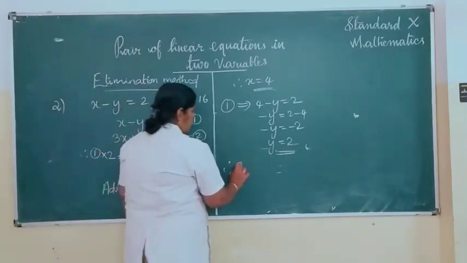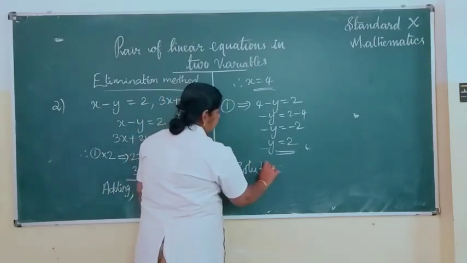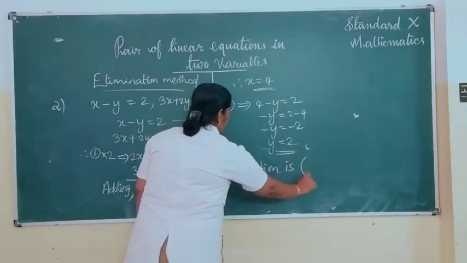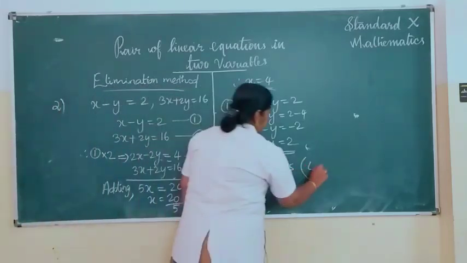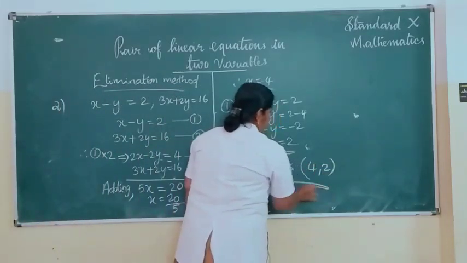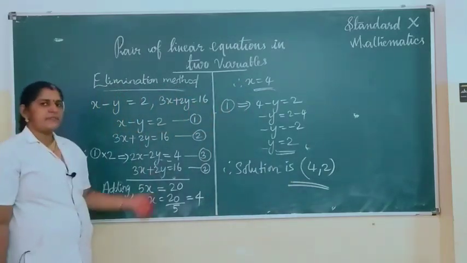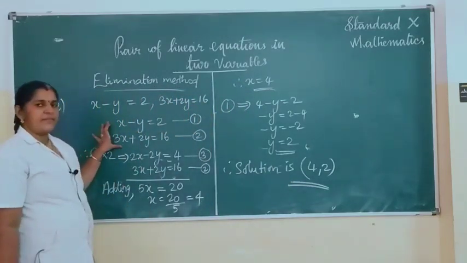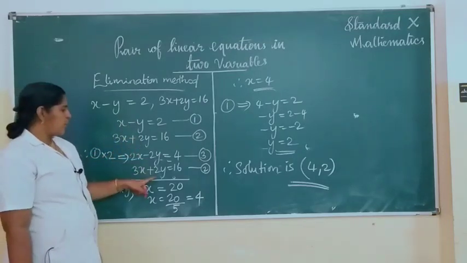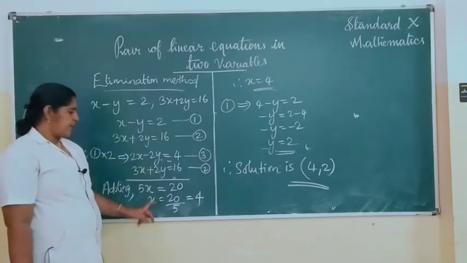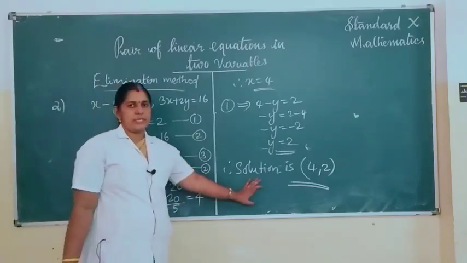So you can write the solution. Solution is, first you write the x value, x equal to 4 and y is equal to 2. So in this way, if the coefficients are different, you want to make any one of the variables to the same coefficient, then you can easily eliminate and find the solution.